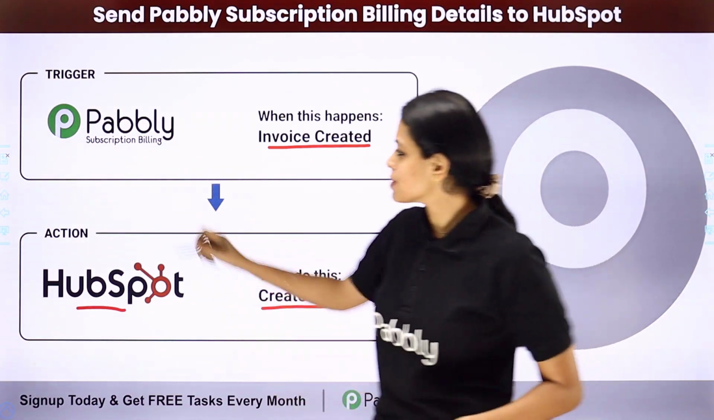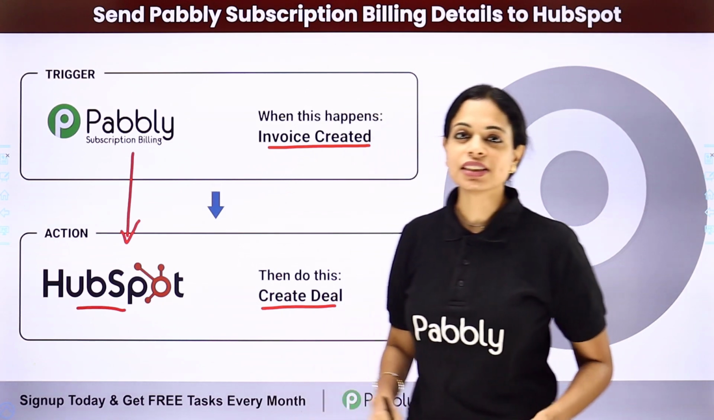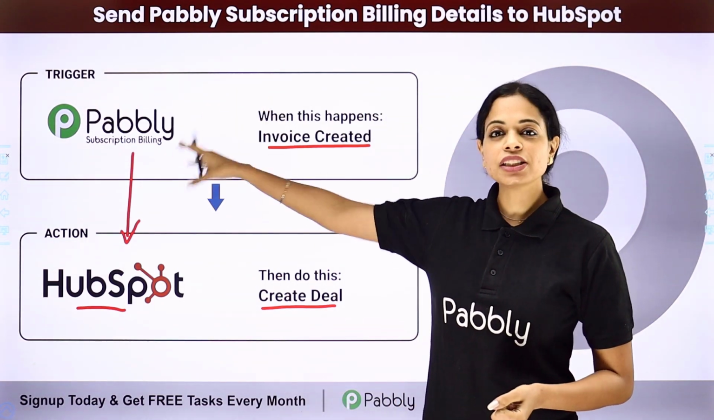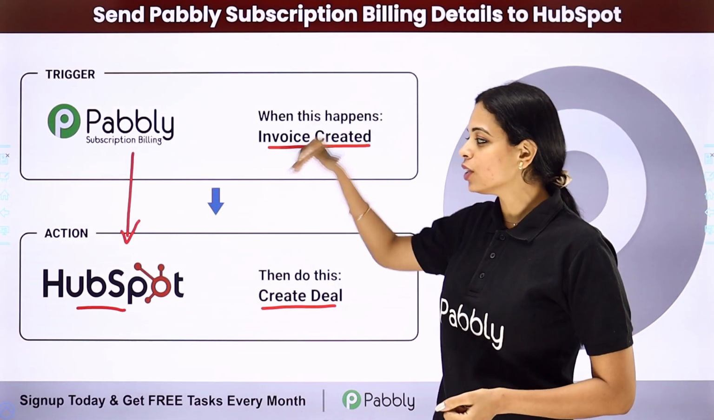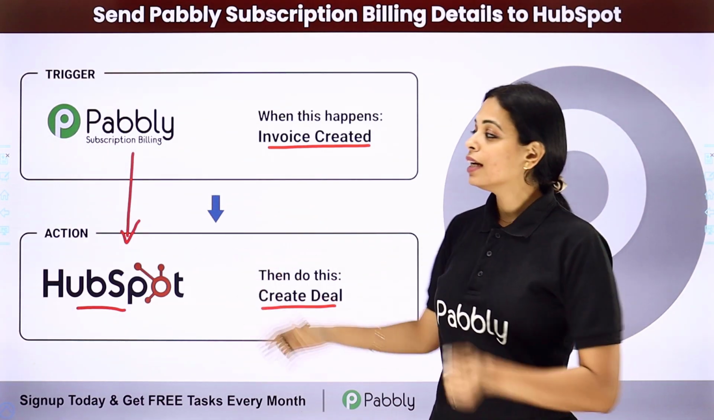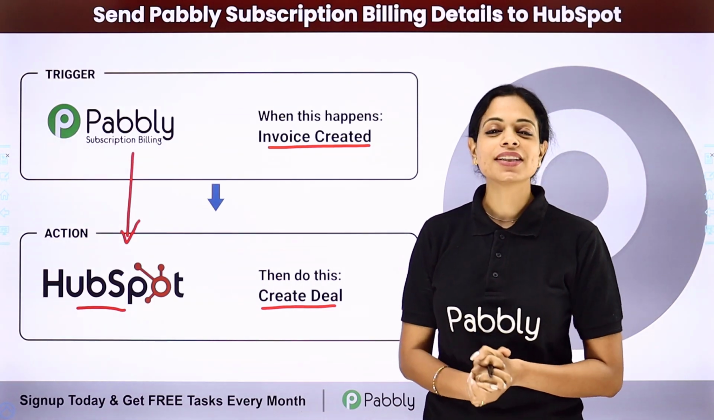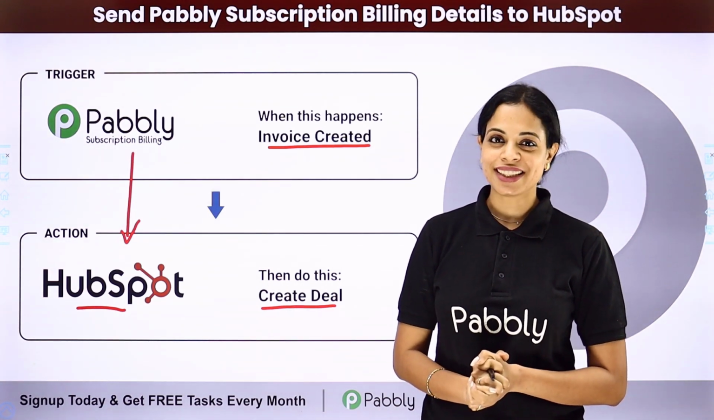For this, you will have to set up some integration between the two applications, and the same thing can be done using Pabbly Connect software. Here, your trigger application would be Pabbly Subscription Billing and your action application would be HubSpot. Now, how can you integrate and automate this entire process yourself? To understand that, let me take you to my screen.